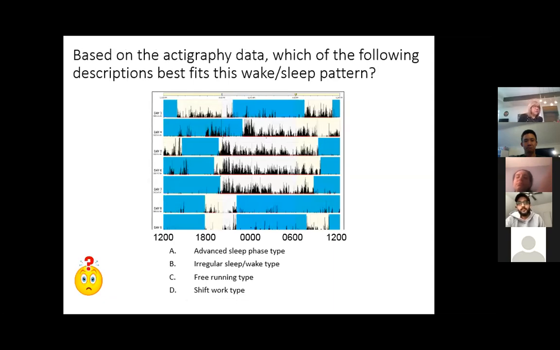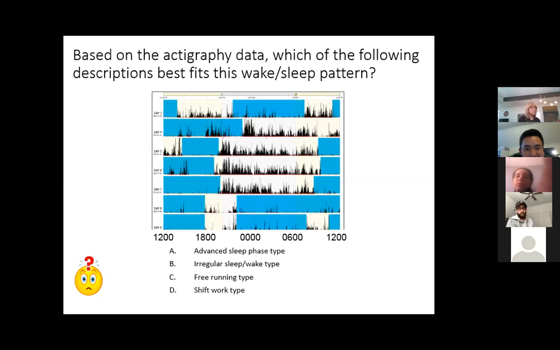Based on this actigraphy data, which of the following best describes this pattern? This one's tricky. So use all your powers of observation. Think about a nurse carefully taking through 4 shifts in a row, maybe. That's all possible.